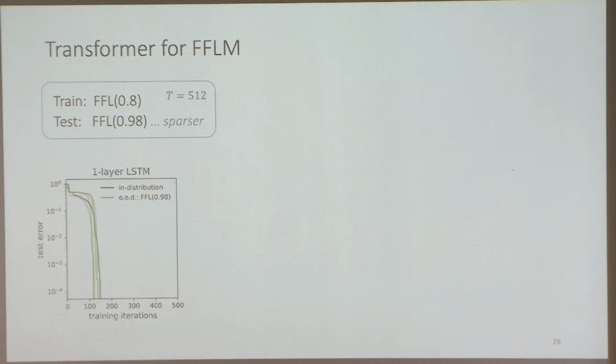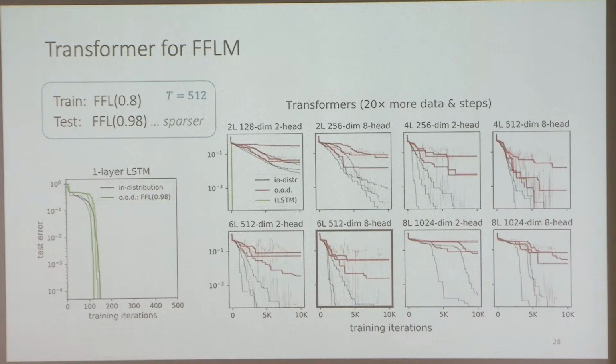To convince you that the task is actually very easy, note that we can drive both the in-distribution and out-of-distribution error to be 0 within 200 steps of training a one-layer LSTM. In comparison, transformer will require much more steps to train. Here, each panel corresponds to one configuration of the transformer. The default configuration will be this one, where we have 6 layers, 512 dimension, and 8 heads. But we vary all 3 dimensions in the experiments.